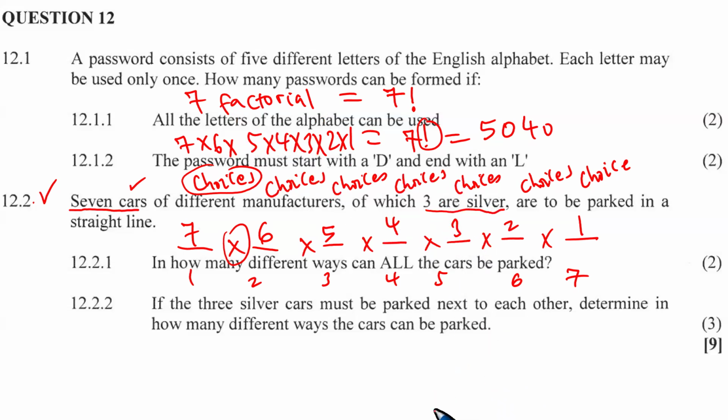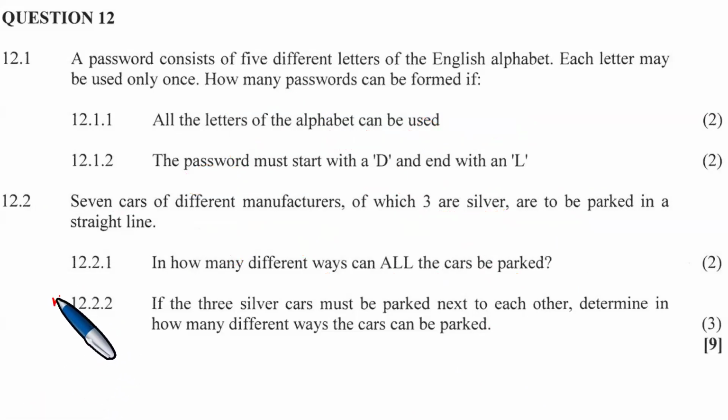Okay, good. We move on to the next question. The next question is 3 marks. I'm going to give you 3 minutes to try it. We're practicing here. We're still on the 7 cars. The 7 cars of different manufacturers, of which 3 of the cars are silver, are to be parked in a straight line. If the 3 silver cars must be parked next to each other, determine in how many different ways the cars can be parked.